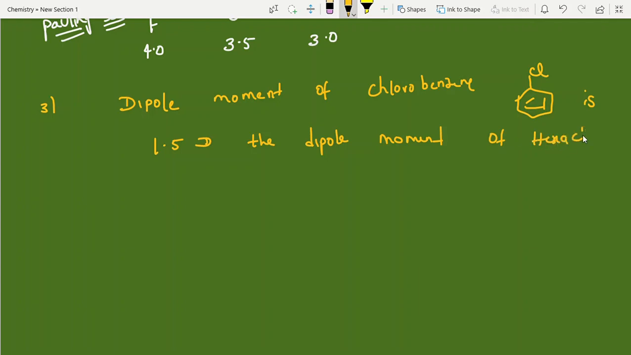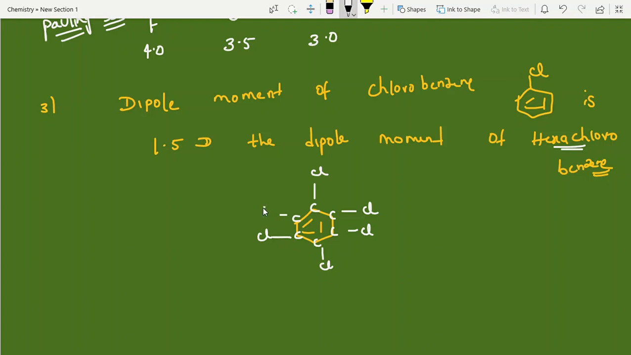Next, the dipole moment of hexachlorobenzene. First, let me write the structure, students. Benzene, you all know benzene. It is a cyclic planar structure. Everywhere we have a carbon, right? Carbon, carbon, carbon, carbon, carbon. Everywhere hydrogen, that is benzene. But here I am taking chlorine, because in hexachlorobenzene, instead of hydrogen, I have written chlorine. That's all, students. This is my structure.